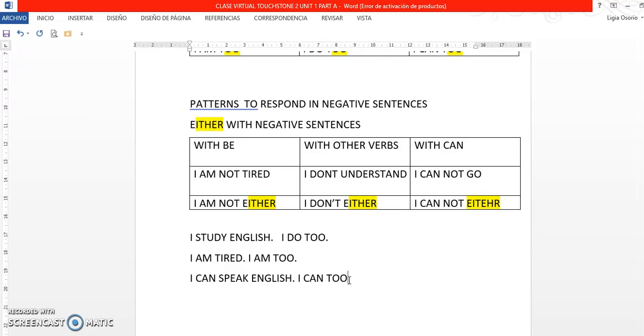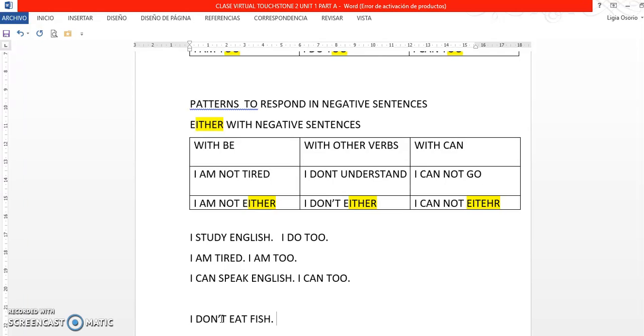Now, if you are using a negative statement such as this one, for example, I don't eat fish. I don't eat fish. So that means that you are using a negative sentence. And if you are using a negative sentence, remember that you have to respond with either, which means tampoco. You say here, I don't eat fish. Yo no como pescado. If I want to say yo tampoco, remember that you have to answer.